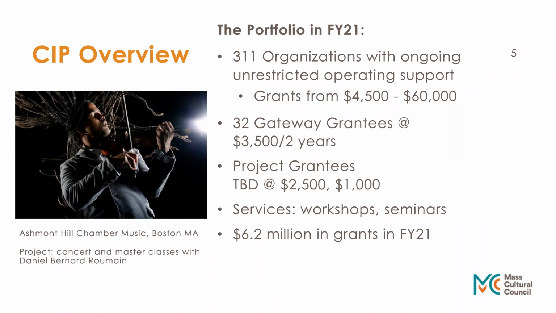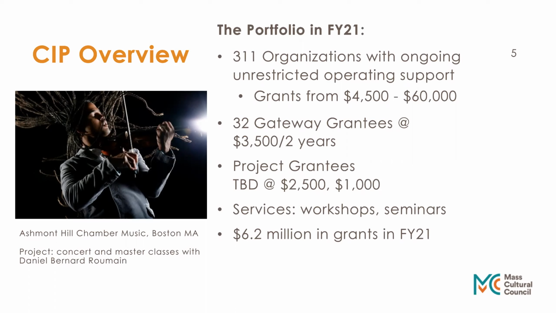The portfolio consists of three sections. First of all is the portfolio itself, where we award formula-funded grants to a set of organizations, currently 311 organizations that have ongoing unrestricted operating support, and those grants range from $4,500 to $60,000, depending on the size of the budget of the organization.